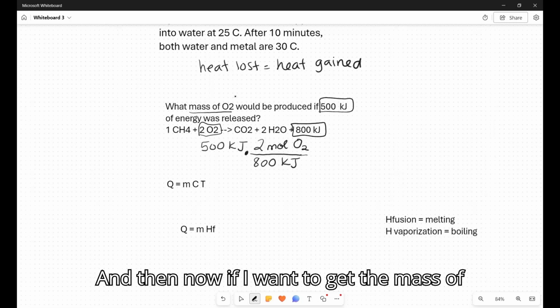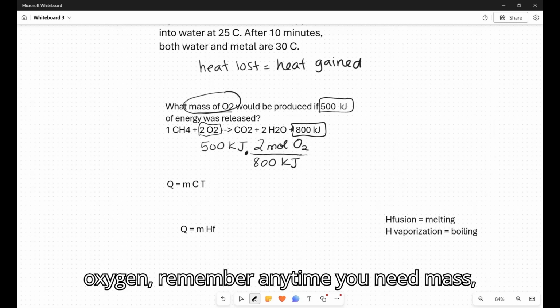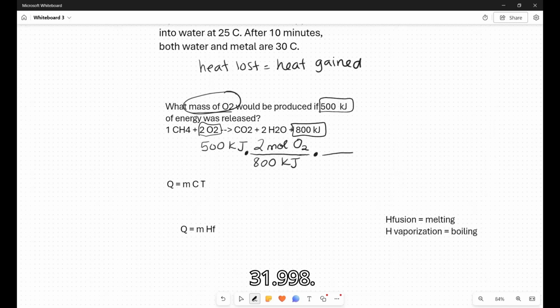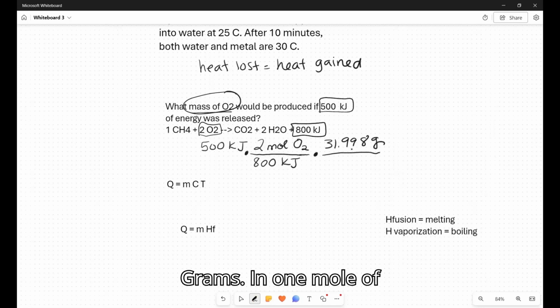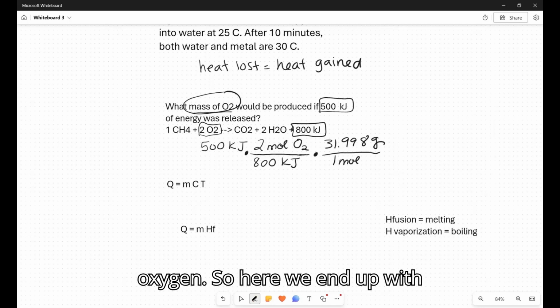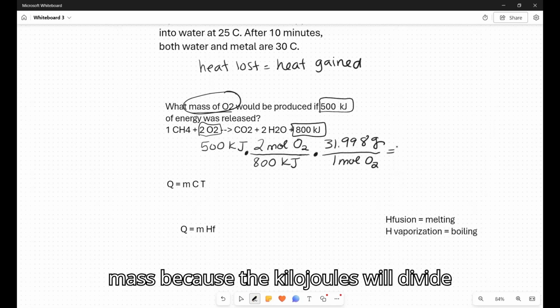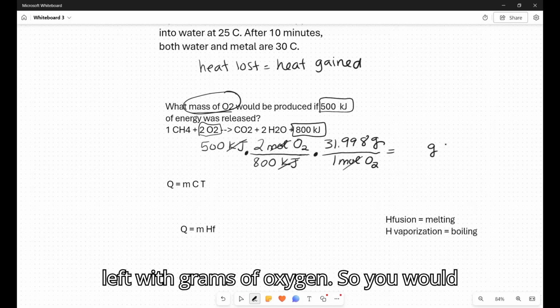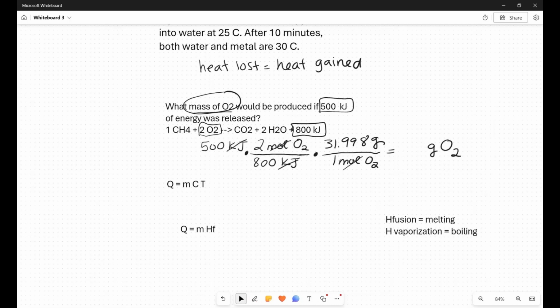And then if I want to get the mass of oxygen, remember anytime you need mass, you're going to need the molar mass of oxygen, which is 31.998 grams in 1 mole of oxygen. So here we end up with mass because the kilojoules will divide out, the moles will divide out, and we're left with grams of oxygen. So you would just multiply 500 times 2 times 31.998 divided by 800.